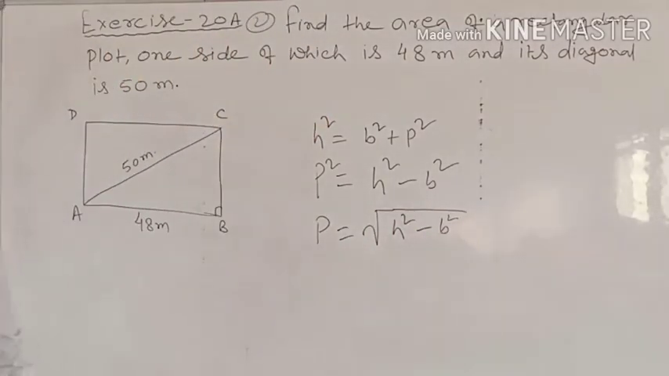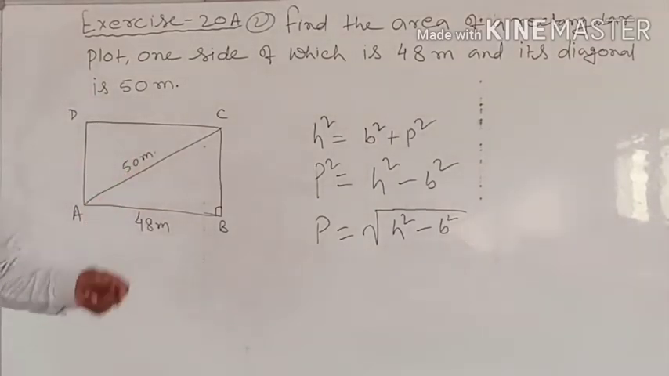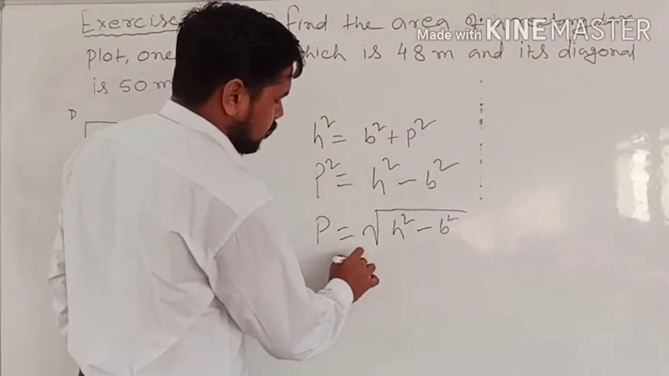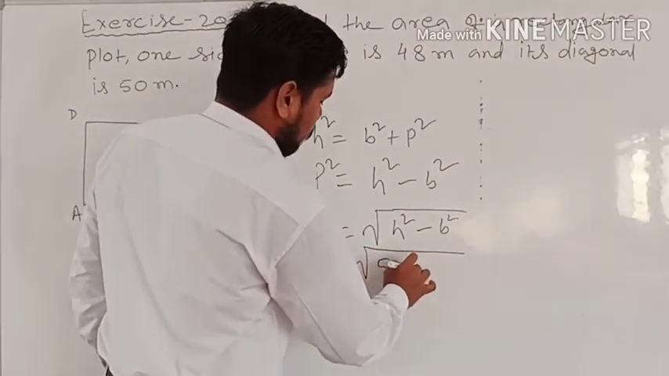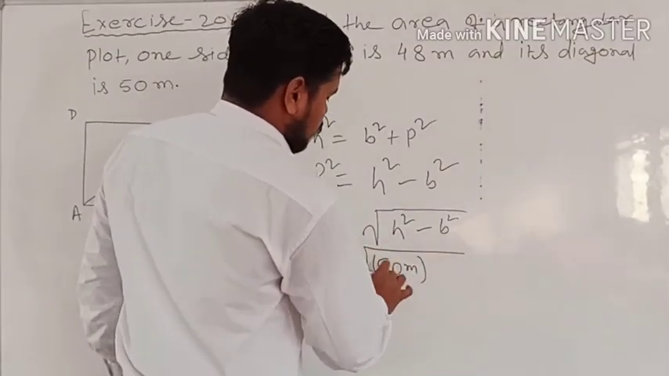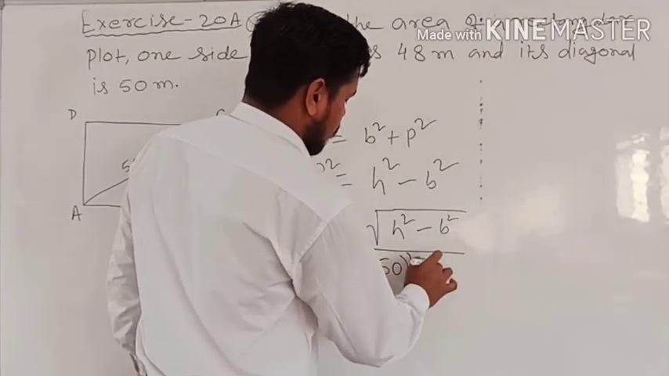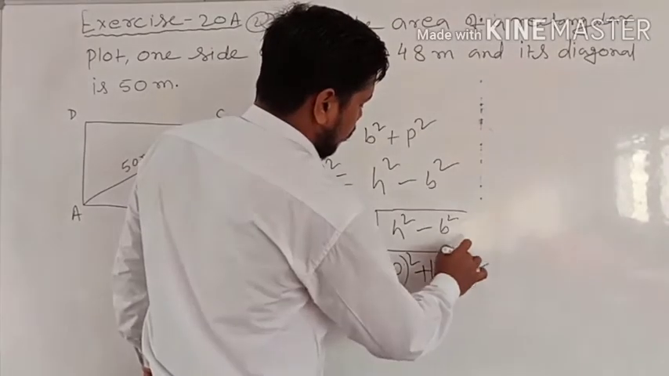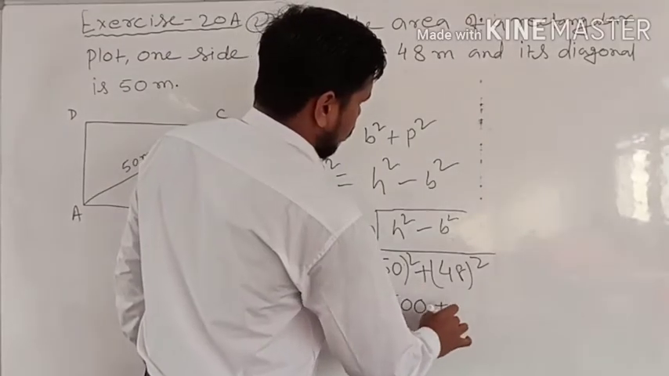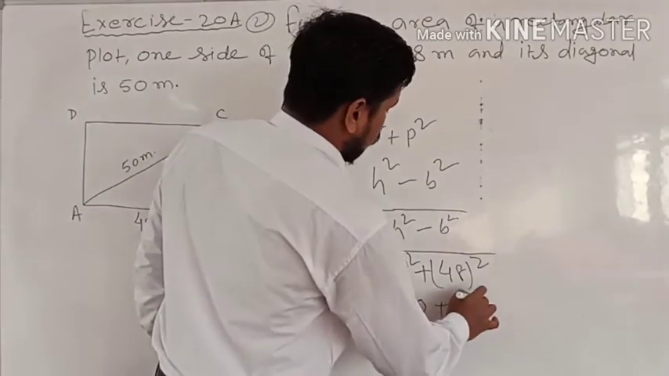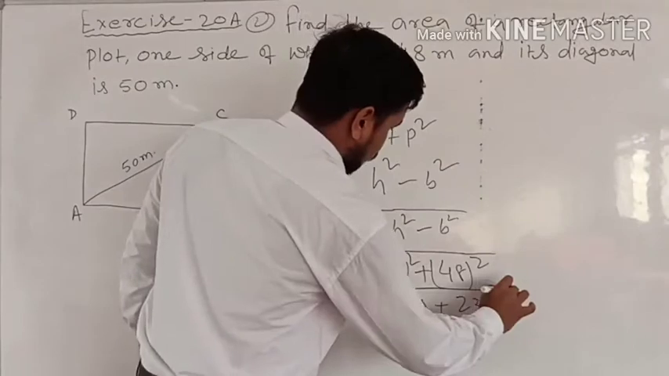this question, right? So here, x is given, hypotenuse is given and base is also given. So let us put the value of hypotenuse and base. So this will be root under x, which is given as 50 meters. So 50 square. Let us ignore the units now. So 50 square plus 48 square. Right. So 50 square is 2500, plus 48 square is 2304. So this we have root under.